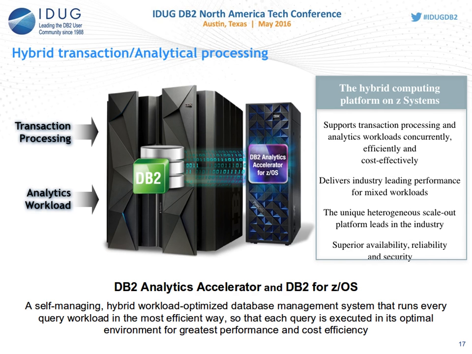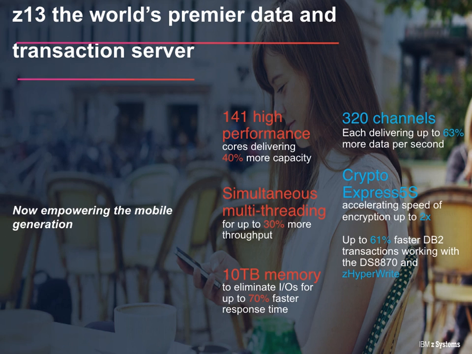And the z13, I want to show you this slide because it not only supports 10 terabytes of memory, but also supports simultaneous multi-threading with up to 30% more throughput. So it actually speeds up a lot of parallel processing. And Spark allows you to deploy on z/OS, so you can distribute all the threads across different nodes in the same address space.